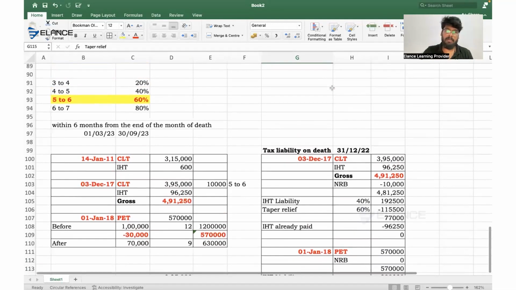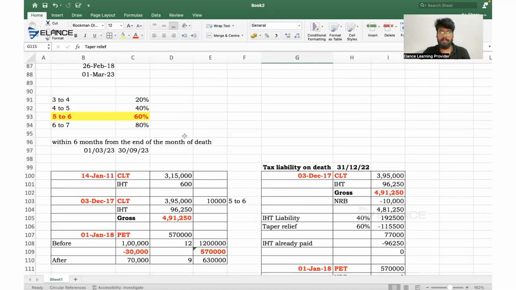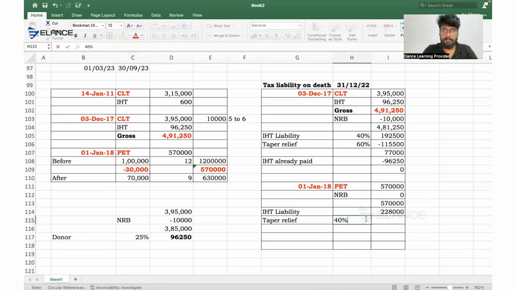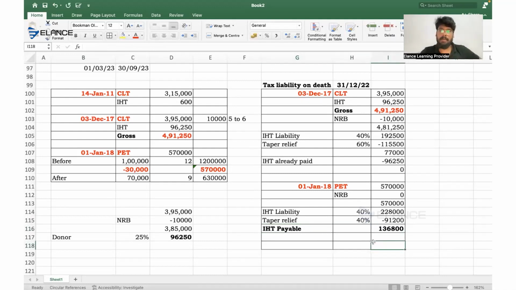So he's not alive more than 5 years. So we'll consider it under this slab, 4 to 5. So he will get 40% as taper relief. 228,000 into 40% will be the taper relief, and 136,800 will be the IHT payable. It is the IHT payable amount on the transfer made on 1st Jan 2018.